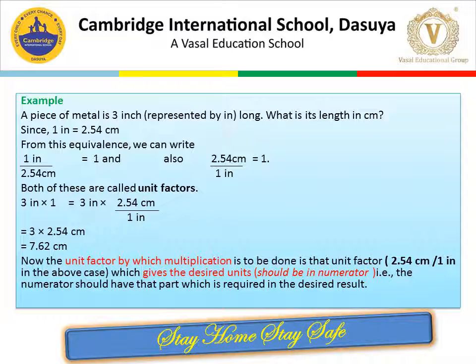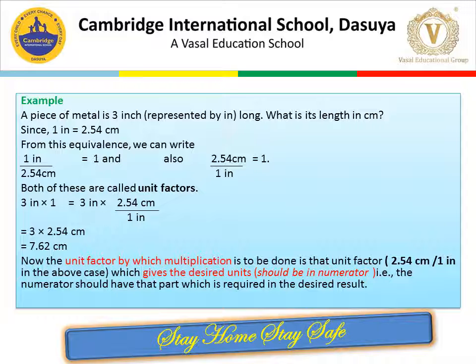Let us suppose we have 3 inch of metal which has to be converted into centimeter. Now, we need to equate these two units. Inch has to be converted into centimeter. How are they related? 1 inch is equal to 2.54 centimeter, and the conversion factor for this can be written as 1 inch upon 2.54 centimeter equal to 1. We have taken both the units on one side, and then it equals 1. Otherwise, we can also write it as 2.54 centimeter upon 1 inch equals 1.